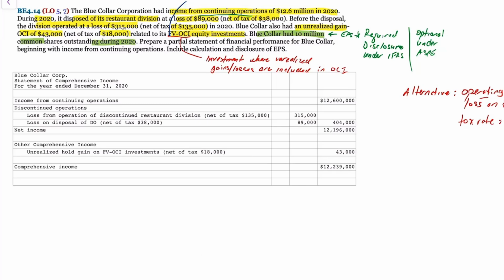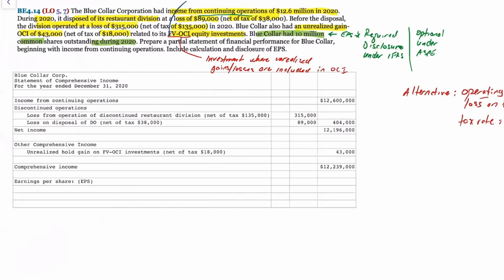EPS. You need the EPS. So earnings per share. So how do we report EPS? We actually have to report the EPS on the continuing operations and the DO, and then on net income. We do not report earnings per share on the OCI section. Okay, so here's what it's going to look like. You're going to have income from continuing operations, and then discontinued operations and net income.